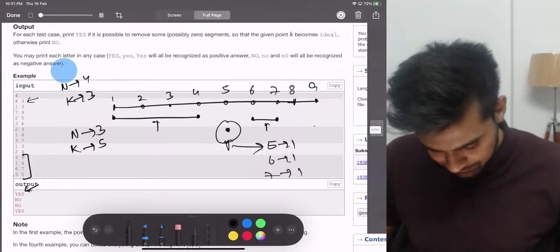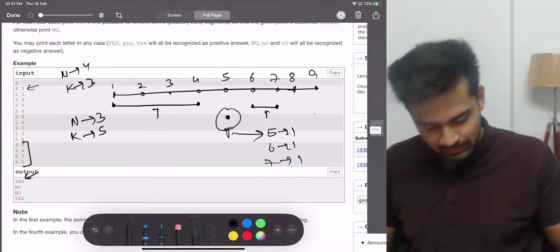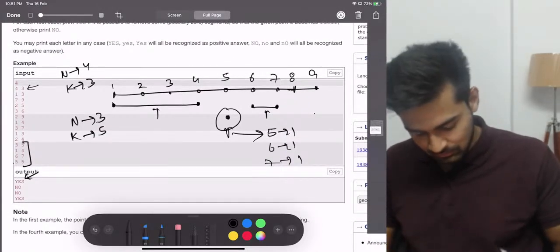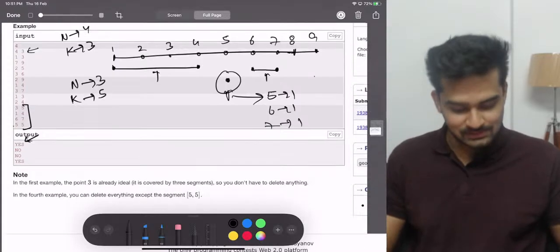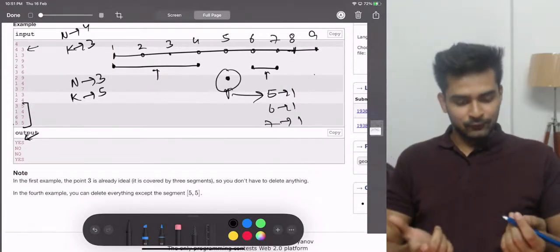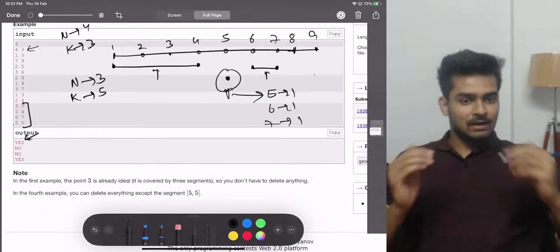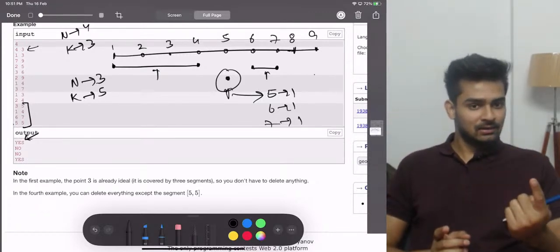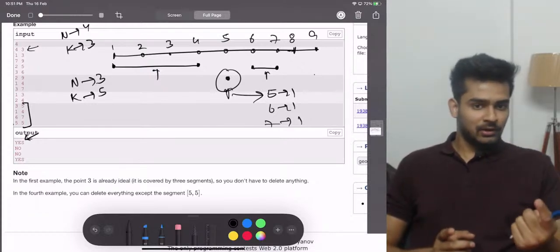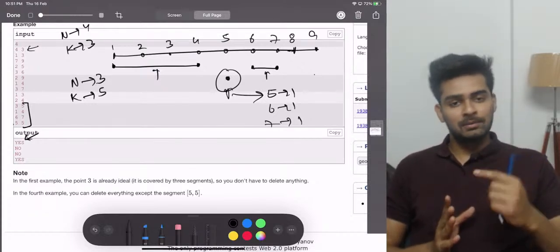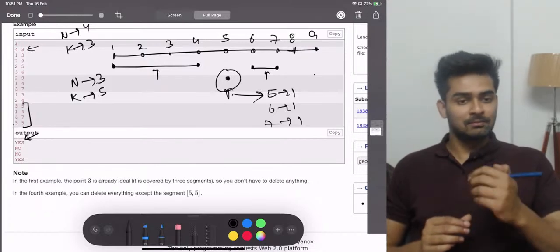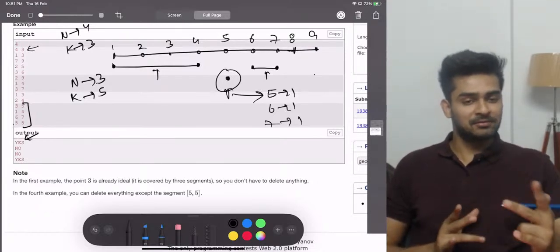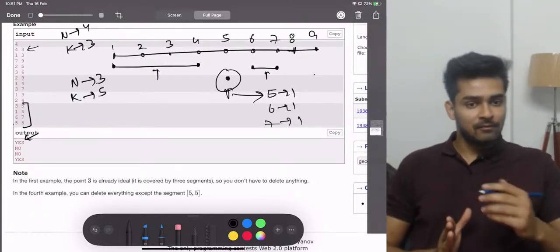Now, I'll not explain the inputs where the answer is no. I'll just tell you the logic, like what you have to do. You have n number of segments, and you need to ensure there is only one point, which is k, which is an idle point. The condition for a point to be an idle point is that it has to be present in the maximum number of segments, and there has to be no other point which is present as much.